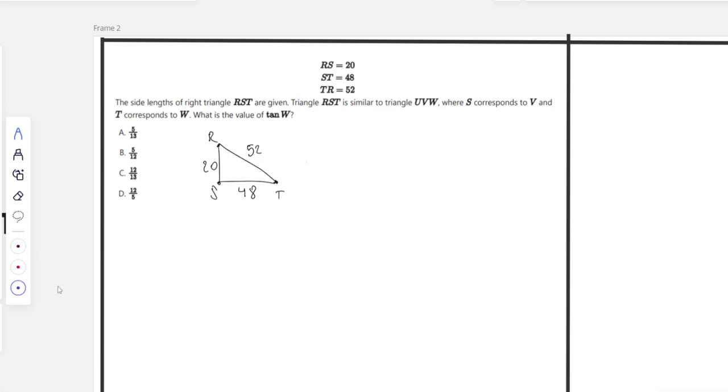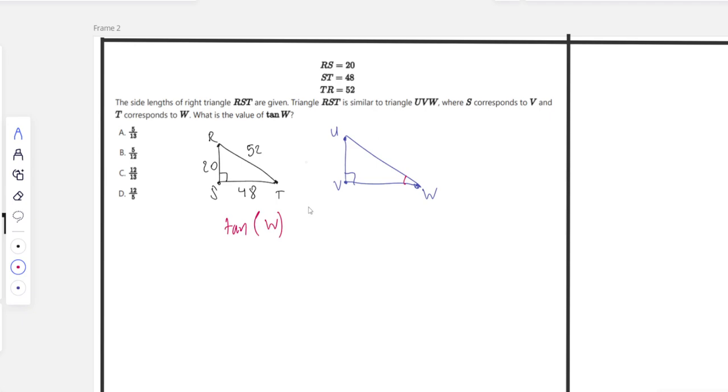Then we know that this is similar to triangle UWV, so U, V, and W. And these are of course right triangles. And then we want to find out the tangent of angle W. So what is the tan of W?